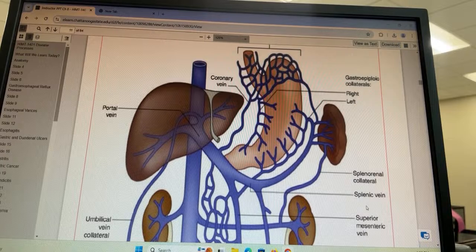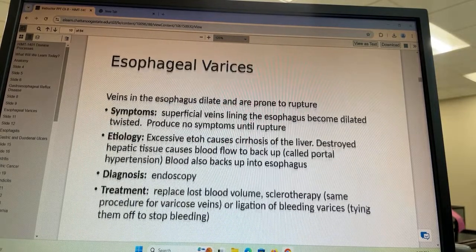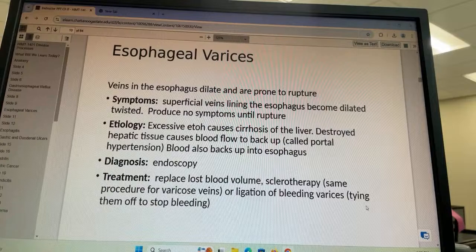So if this vein gets blocked up because the liver is swollen or diseased or just not functioning well, so the blood flow can't get through it very well because the liver is damaged, then all the blood's gonna back up into the esophagus. Does that make sense? So then the vessels inside the esophagus are gonna get dilated and damaged, and they're likely to bleed. And like I said, that's from excessive alcohol, which causes cirrhosis of the liver. That condition where the blood flow is backing up is called portal hypertension.